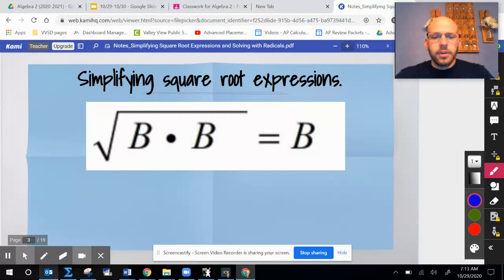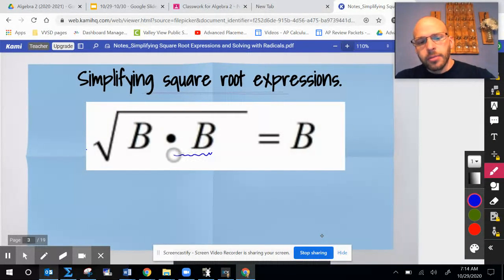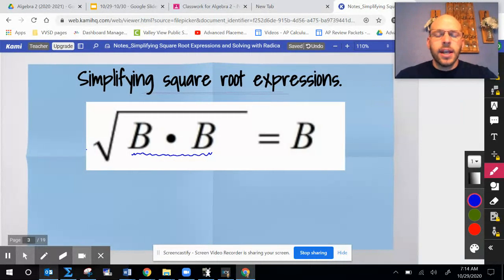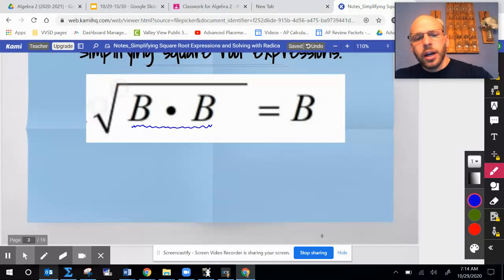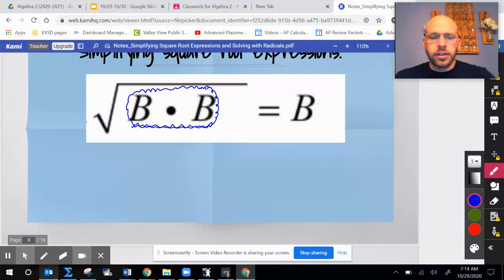Okay, so here's the core idea that we're going to be building on today. If you have a product, so multiplying two things together inside of a radical, and those two things are the same, then we can pull that value outside of the radical. The radical is no longer needed. I want to put this in practice with numbers. But again, if you have a product of two of the same identical thing under a radical, then the radical is not necessarily required. We can just write it as one of those values.